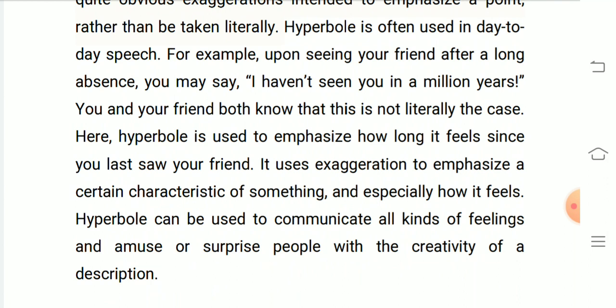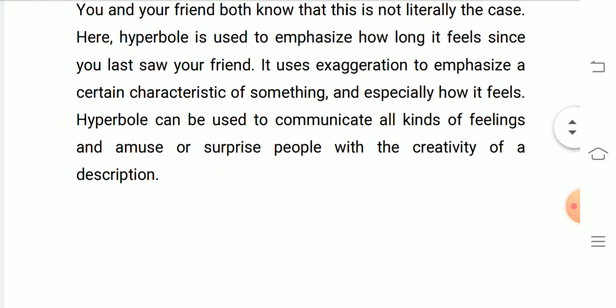It uses exaggeration. The term exaggeration is going to come again and again. It uses exaggeration to emphasize a certain characteristic of something and especially how it feels. So, the claims made in the hyperbolic statements are meant not to be taken literally. Hyperbole can be used to communicate all kinds of feelings and amuse or surprise people with the creativity of a description.